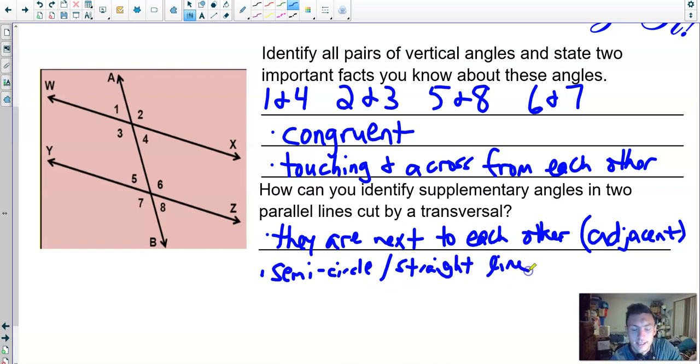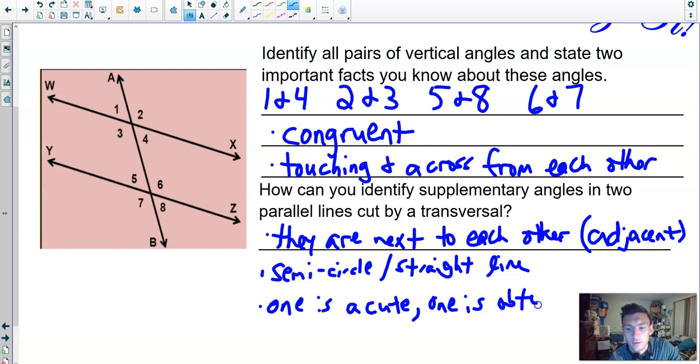And the third way to tell that they're supplementary is that one is acute, meaning less than 90, and one is obtuse. Now, I will note that not every acute and obtuse angle add up to 180, but in this diagram, they 100% do. So any acute angle and obtuse angle will add up to 180.